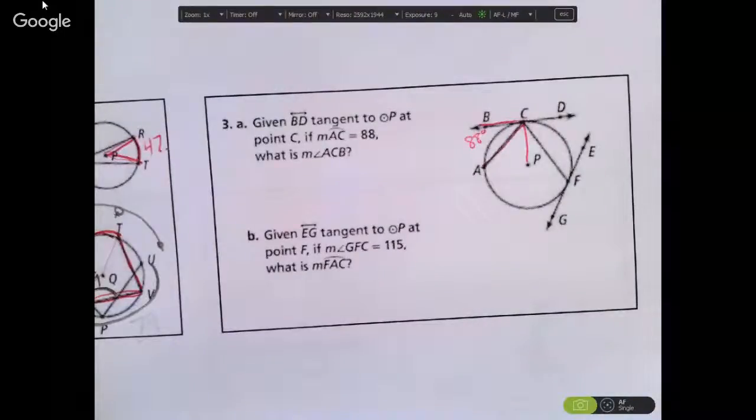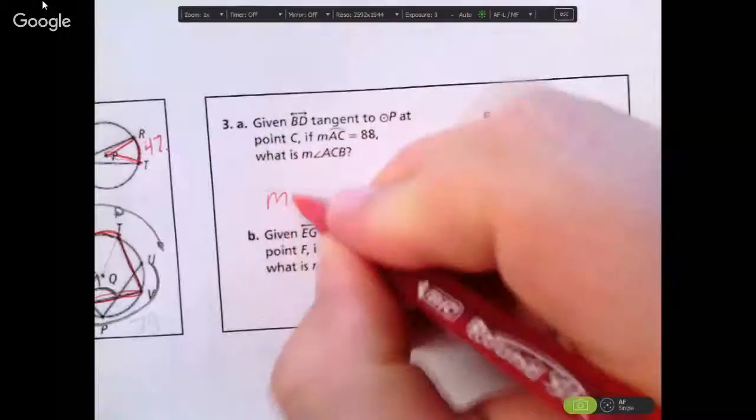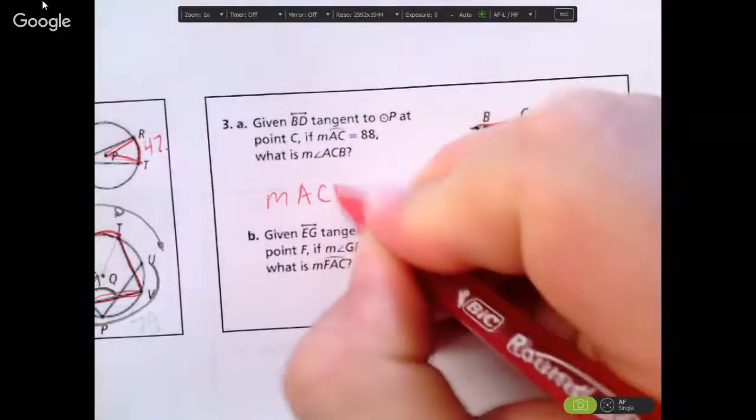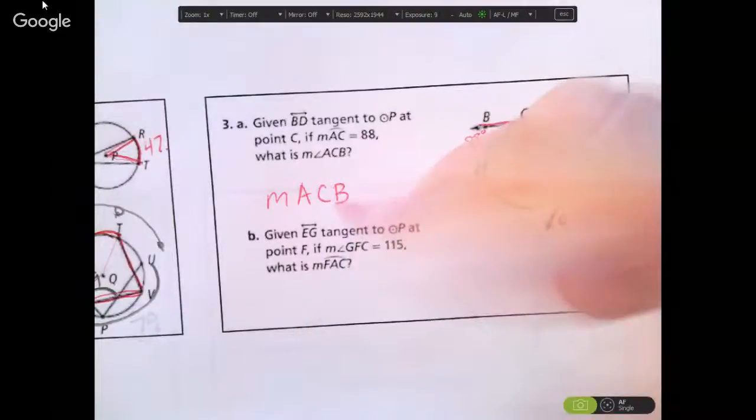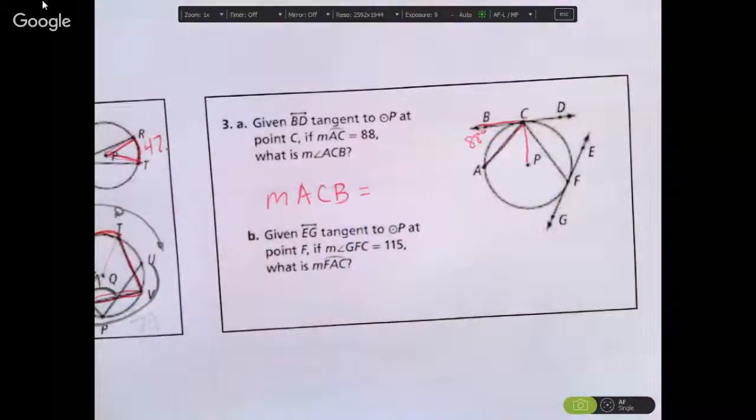90 minus 88. How would we? What? 44. 90 minus 44. Isn't it just 88? Isn't it 90 minus 44? No. Yeah, no. Yeah, Mr. McConnell. So they want this angle right here.